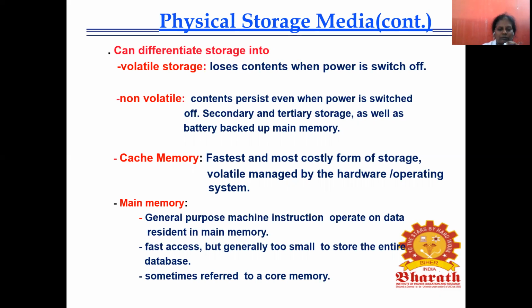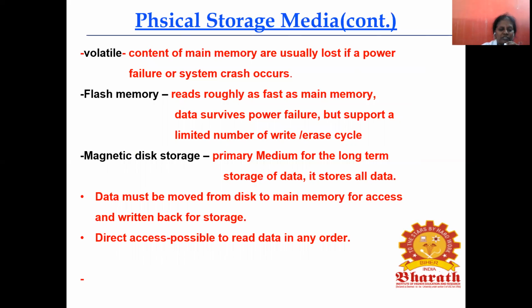So the storage can be classified into two. Next is cache memory. Different types of memories are used in the system. According to the storage of data, it is classified into cache memory, main memory, flash memory and magnetic disk storage.